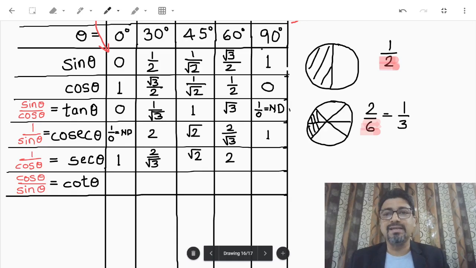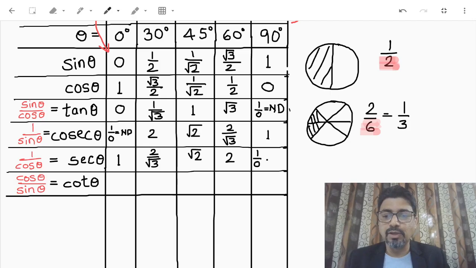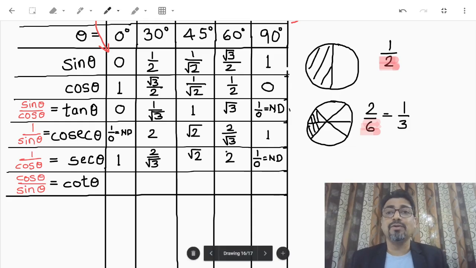And cos of 90 degree, again 0, which is 0 upon 1. So reciprocal 1 upon 0. 1 upon 0 is the answer for sec 90. And we know what is 1 upon 0? Division by 0 not possible. 1 upon 0 not defined. The last trigonometric ratio remaining, which is cot.